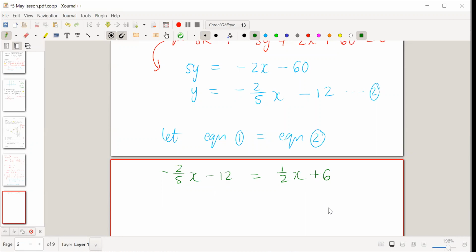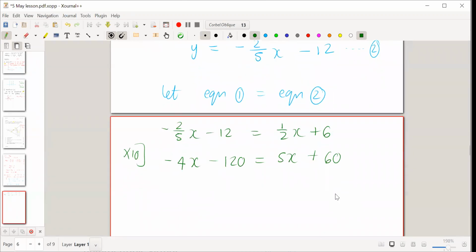So the first thing that maybe would be wise for us to do is to get rid of the fractions, okay? So I typically don't like to work with calculators unless we're forced to, using some trigonometric identities. So let's multiply both sides by 10. So if I multiply both sides by 10, then what do I get? Then I get that this becomes negative 4x minus 120 equals 5x plus 60. Isn't that so?